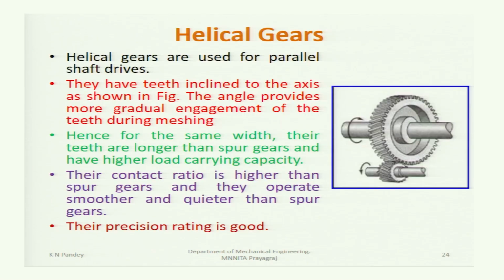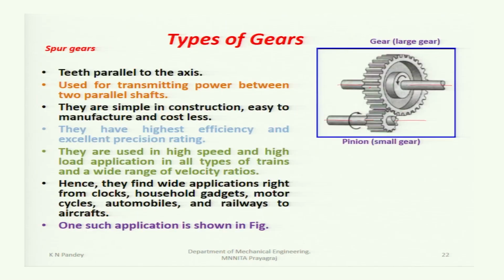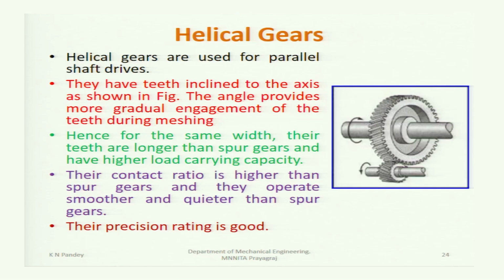Now, helical gears. In the case of spur gear, we have seen that the teeth were parallel to the axis of the shaft. Now, in the case of helical gear, the teeth are not parallel to the axis of the gear, the axis of the shaft. Like you see here, in this case, the gear teeth are parallel to the axis of the shaft, but in the case of helical gear, the teeth are inclined.